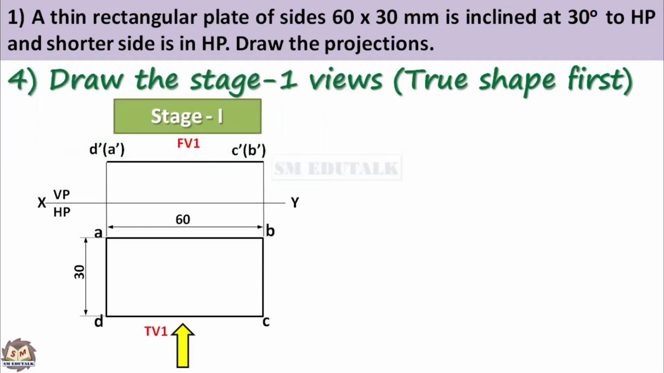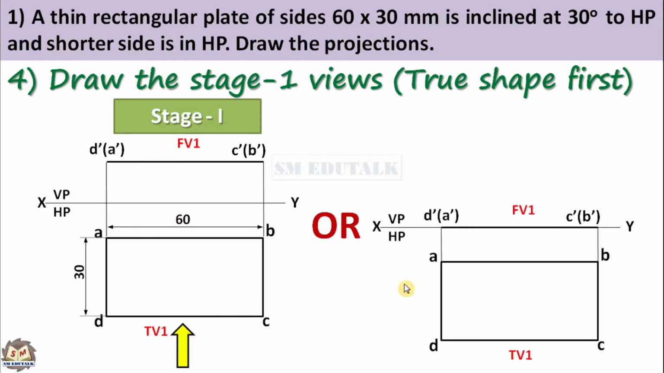There is one more way to draw views in stage 1. It is given that the rectangular plate is in HP, but it does not touch the VP. It means the plate's front view can touch the XY line, but its top view should not touch the XY line. So, you can draw the front view on the XY line like this. That is, the front view is touching the XY line.